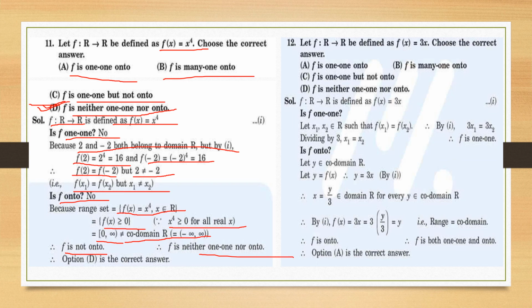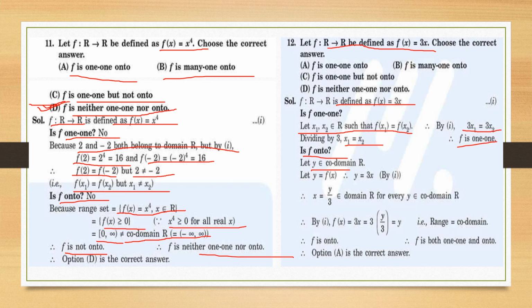Number 12 is f mapping from R to R be defined as f(x) = 3x. Choose the correct answer. So again one-one and ontoness we need to check. So let us start, f(x) = 3x. Let x1, x2 belong to R such that f(x1) = f(x2). 3x1 = 3x2, dividing by 3, I'll get x1 = x2. So it is going to be one-one.